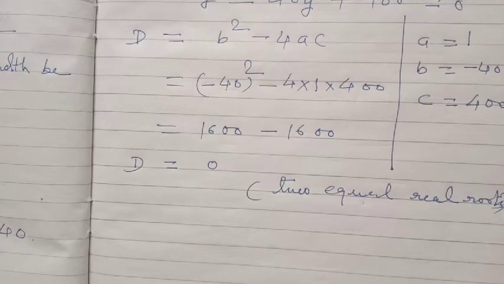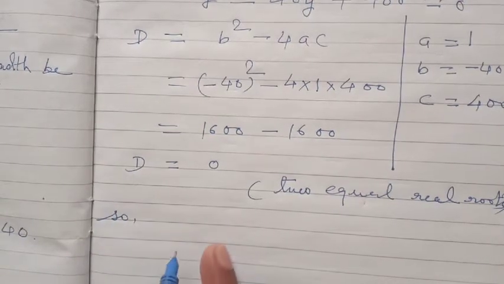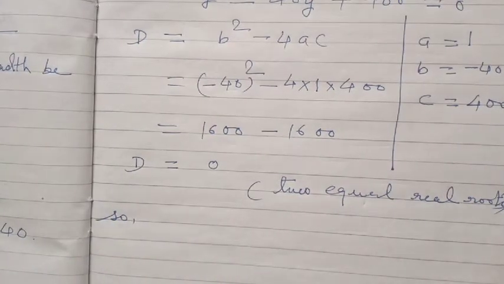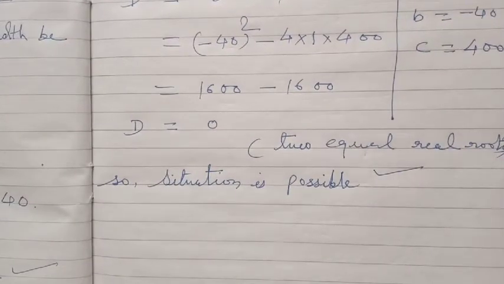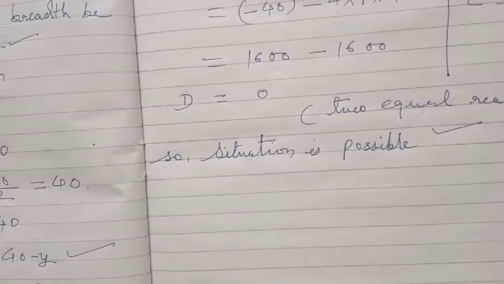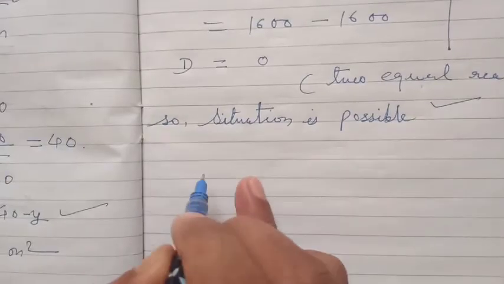It means that's why the situation is possible. Because if the discriminant's value is greater than 0 or is equal to 0, then you can say the situation is possible because the quadratic equation has real roots. Okay, if roots exist, then we should find them, and we should use the quadratic formula.